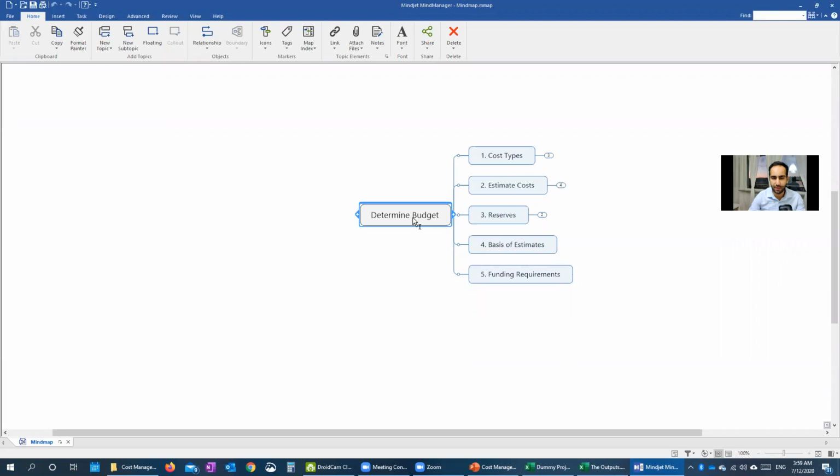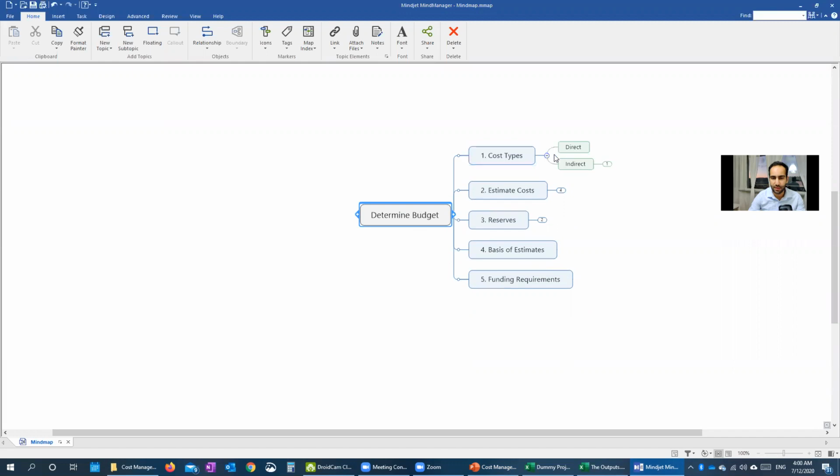And to do that, we need to look into the cost types, which is either direct or indirect. And we talked about how direct costs are the costs that are linked directly to the activities, and the indirect costs are not linked directly to the activities, like electricity or white collar manpower costs.